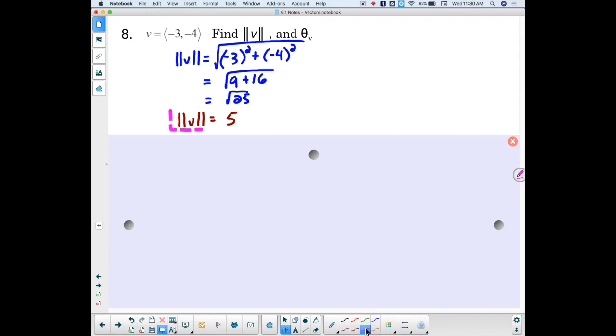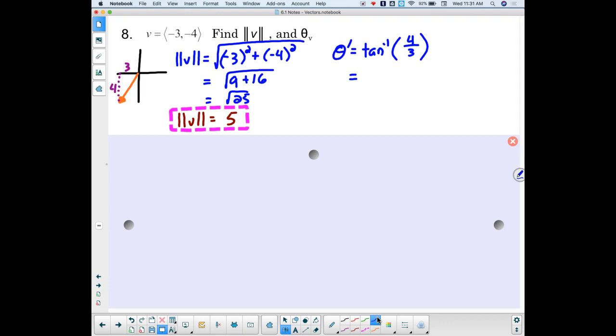Agree that the magnitude of V is 5. V is down there with a 3 and a 4 horizontal and vertical component. So the reference angle is going to be the inverse tangent of 4 divided by 3. Remember, I dropped the negative signs on that. And if I do the inverse tangent of 4 divided by 3, I get 53.1301 degrees.